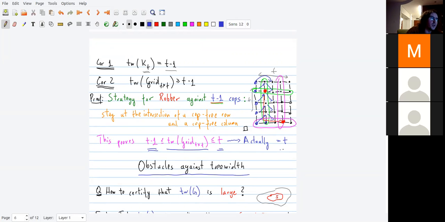Actually, it is equal to t. You need to devise a slightly smarter strategy for the robber. A robber can win not only against t minus 1 cops, she can even win against t cops. And this gives you a tight bound for the treewidth of a grid.